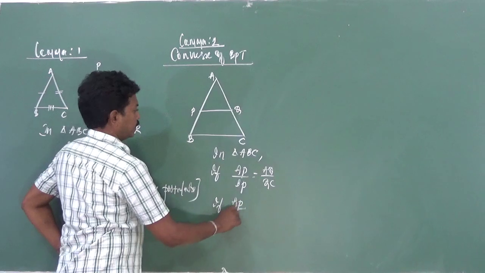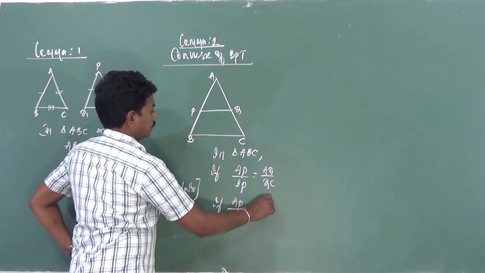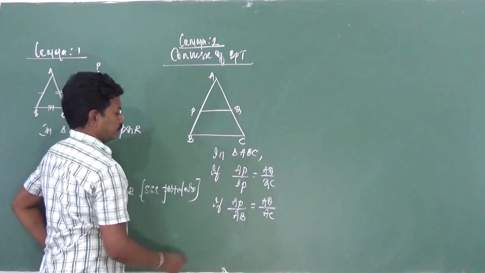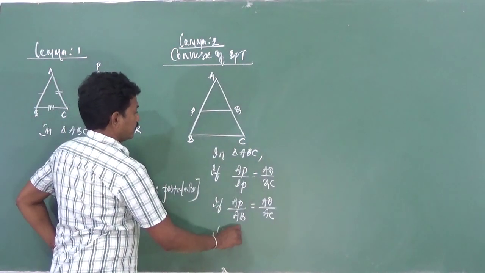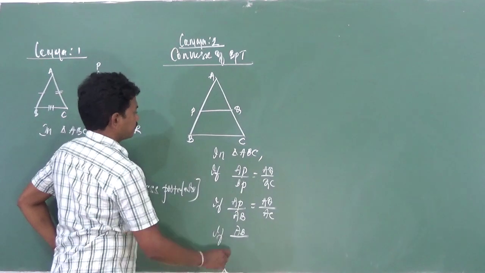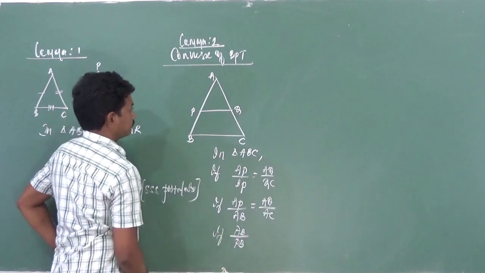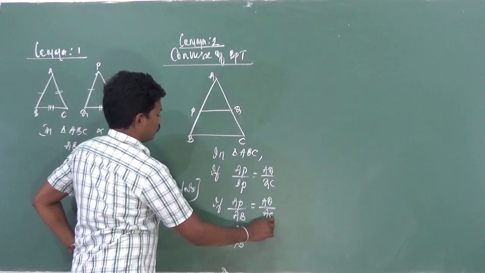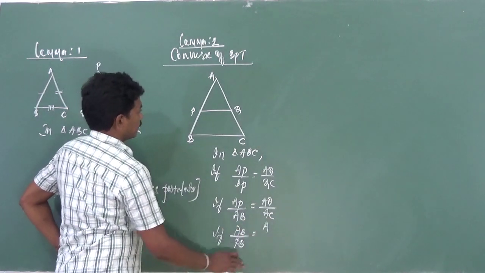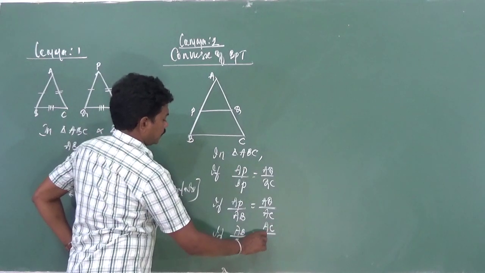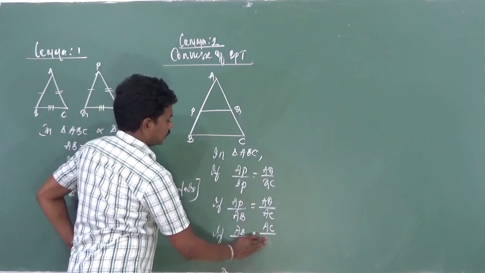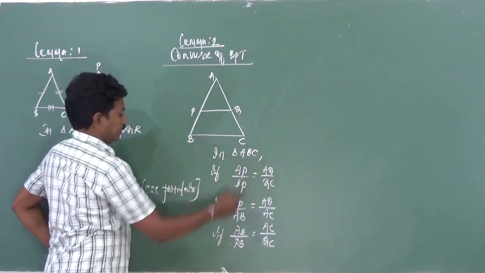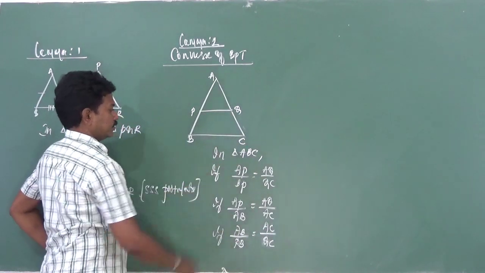If AP by AB is equal to AQ by AC, then PQ is parallel to BC. If AB by PB is equal to AQ, AC by QC, then also PQ is parallel to BC.